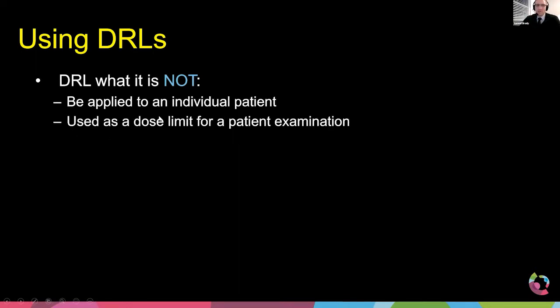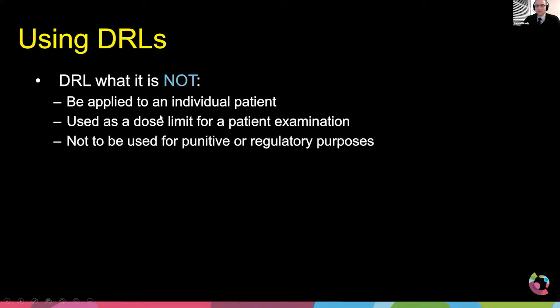They are not to be used as a limit for patient examination. In other words, you don't turn all your protocols down so that, for example, volume CTDI is less than the national DRL. We're going to talk about that, but that's not what they're meant to do. They're not dose limits. If a patient gets a value higher than the DRL, that's not necessarily a bad thing. It's something we just need to talk about. They're not to be used for punitive or regulatory purposes, so we're not going to close down a hospital just because their values are higher than the national DRL.